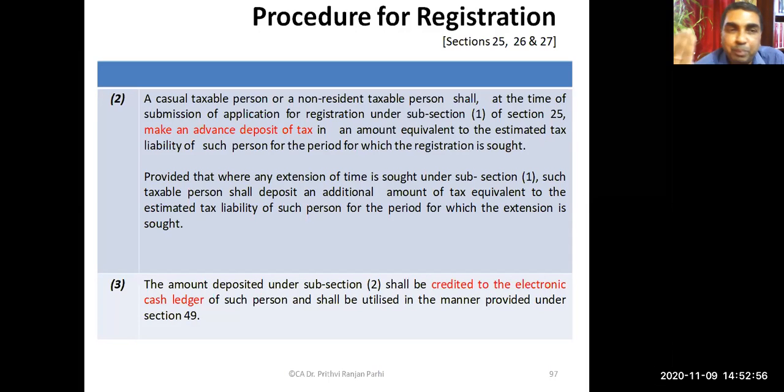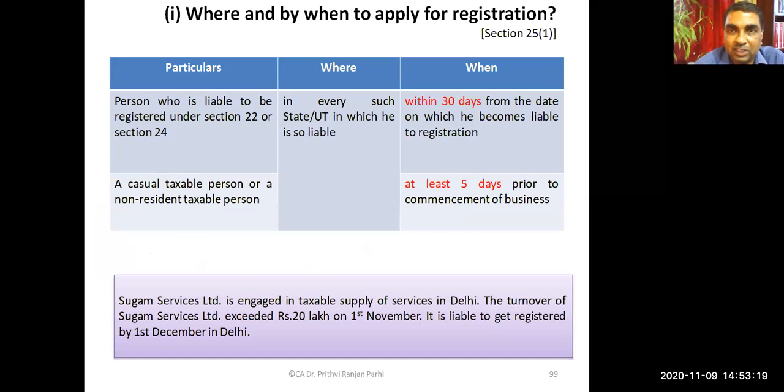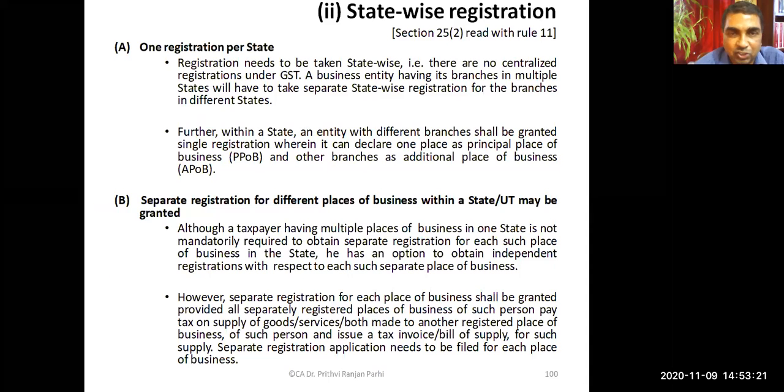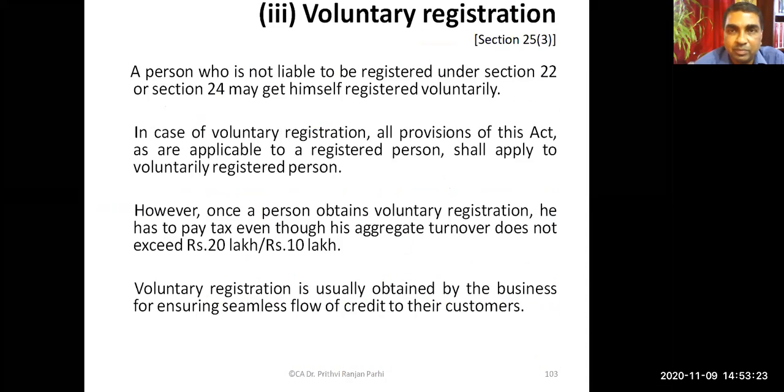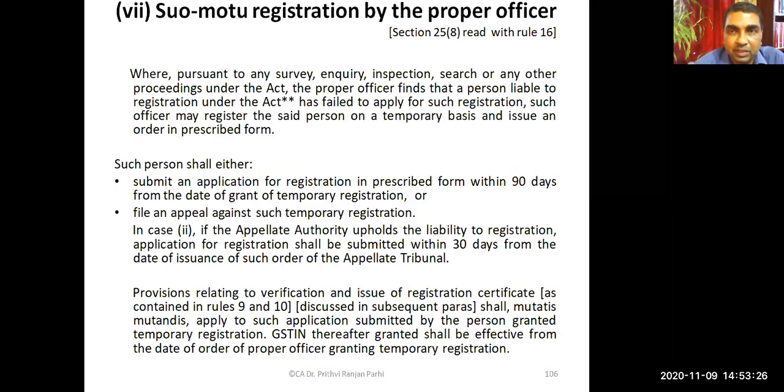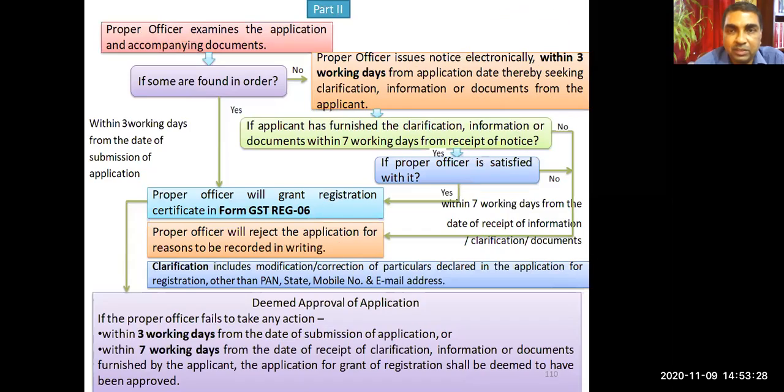And these people have to make an advance deposit of tax, and this advance deposit shall be credited in the electronic cash ledger. You already know what the electronic cash ledger is. We have already seen it on the site. So casual taxable persons and NRTPs have to deposit money in advance, and that has to be credited in the electronic cash ledger. This is the concept about this registration. Is it clear to you up to this?